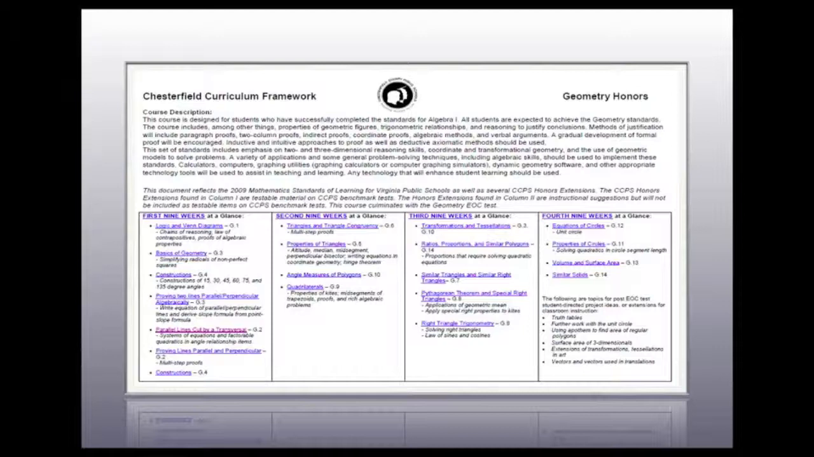As mentioned a few moments ago, this portion of the video has highlighted the most essential information for geometry. But as with all other courses, please take the time to read our Chesterfield curriculum frameworks regularly as you plan your instruction. We have embedded all of the information you need into these resourceful planning documents.